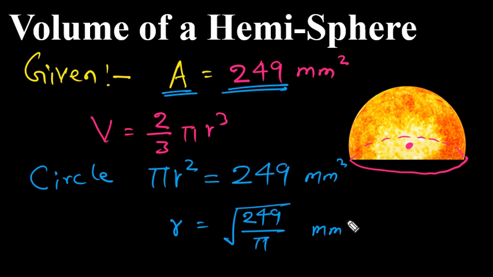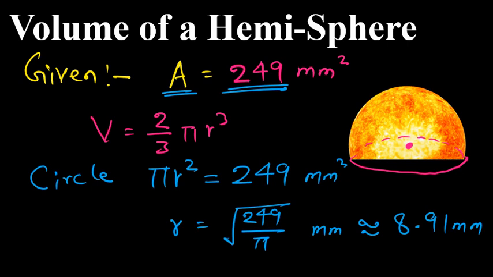So square root of 249 divided by 3.14 will give you approximately 8.91 millimeter. So if you put the value of pi as 3.14, then you will get this. If you directly substitute pi, then you will get somewhere around this. Okay, so don't get confused. I just took pi value 3.14, that is why I'm getting 8.91 millimeter.